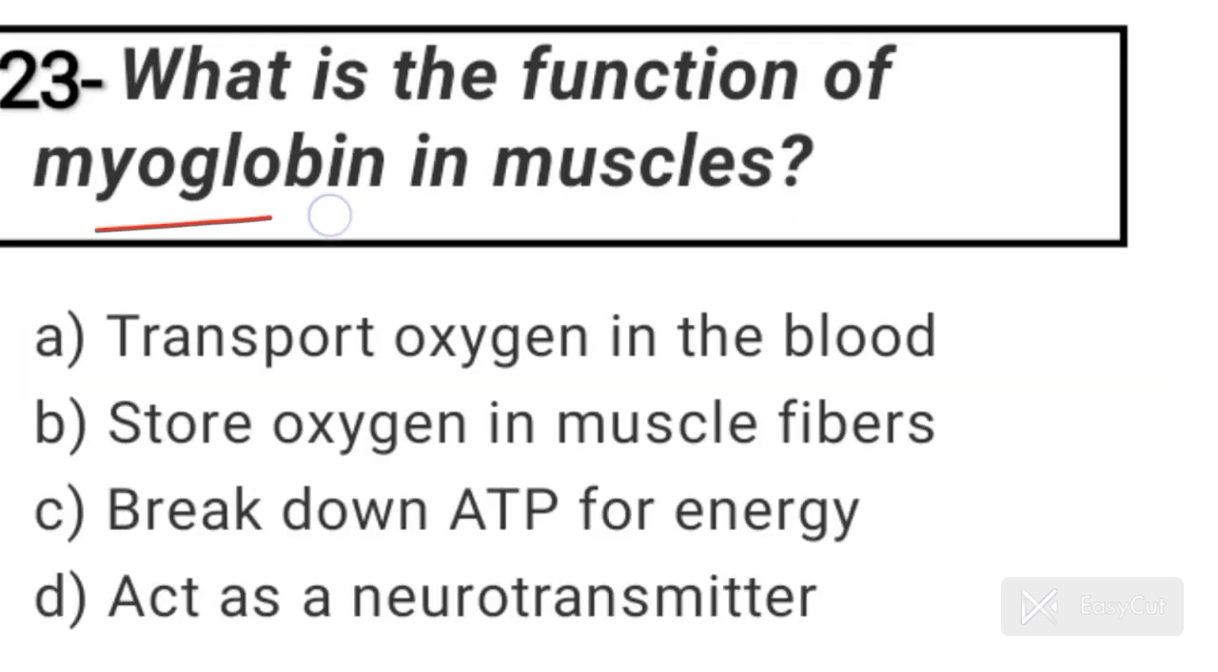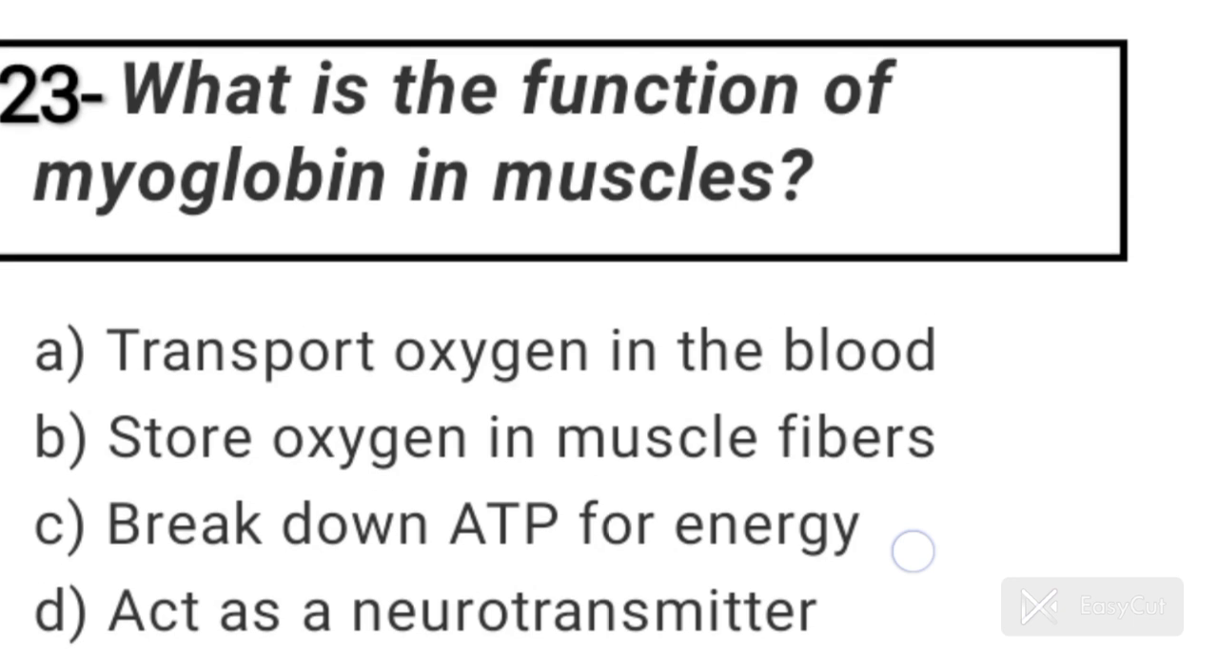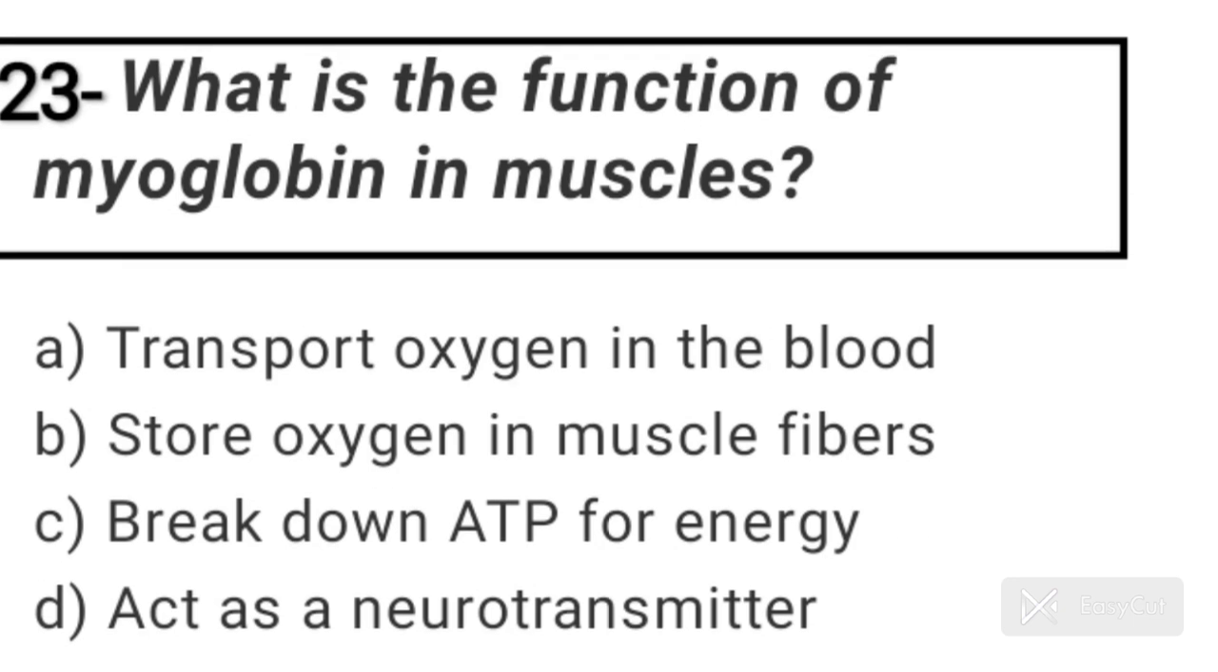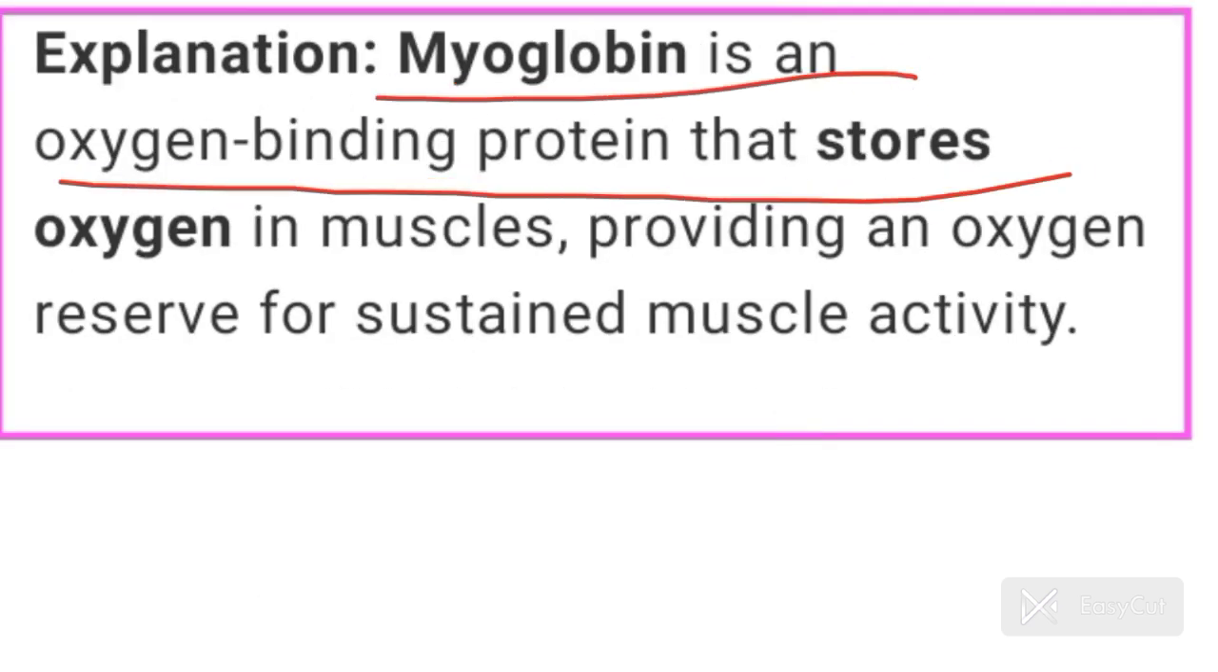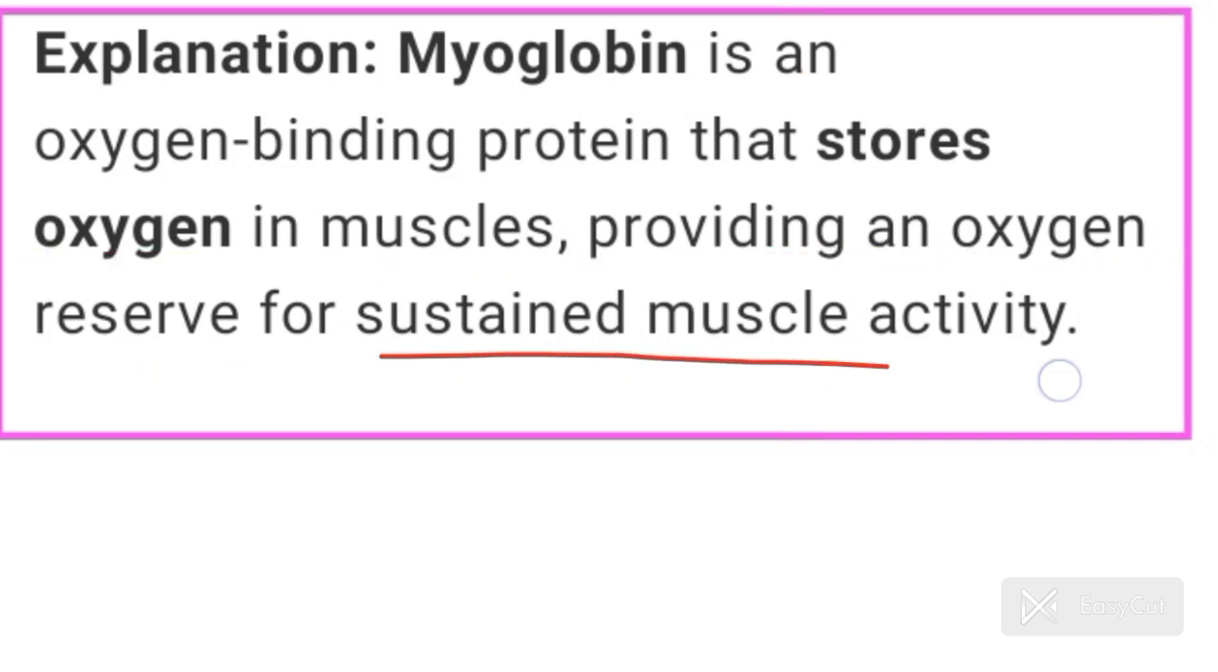What is the function of myoglobin in muscle? So, what is myoglobin? Muscle contains a red colored oxygen storing pigment called myoglobin. Okay, myoglobin store oxygen in muscle fiber. So option B is correct for question number 23. And in some of the muscles, myoglobin content is high and these muscles are reddish and these muscles are called red fiber.